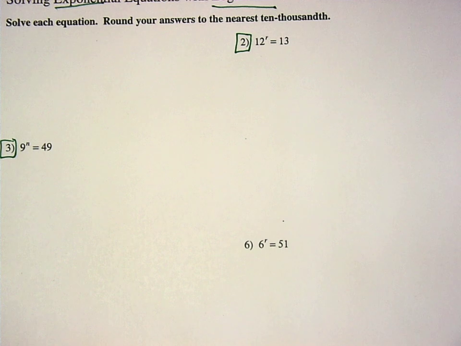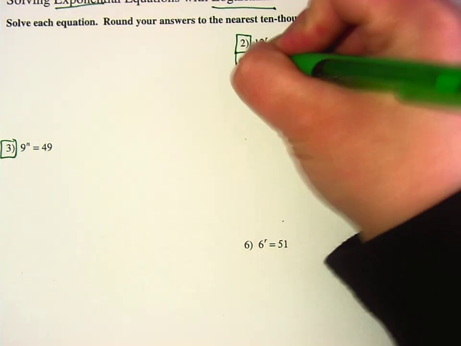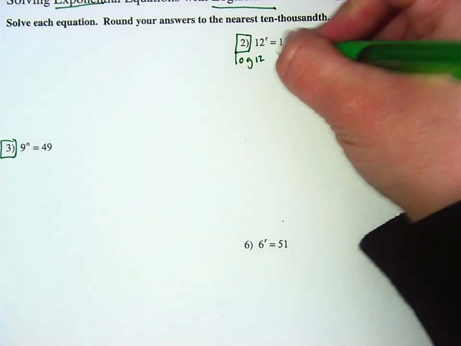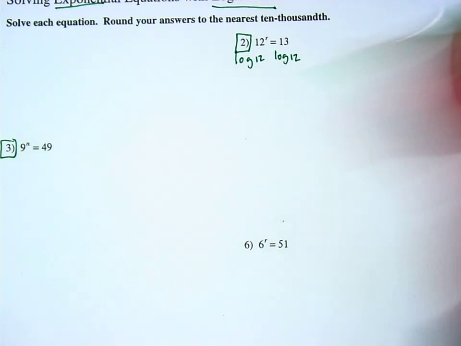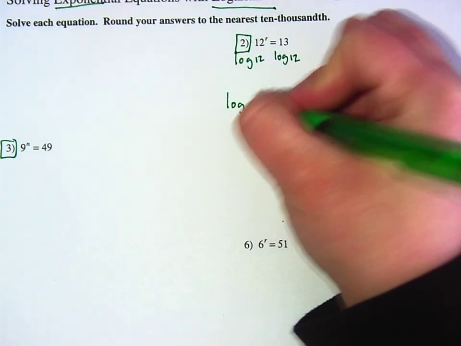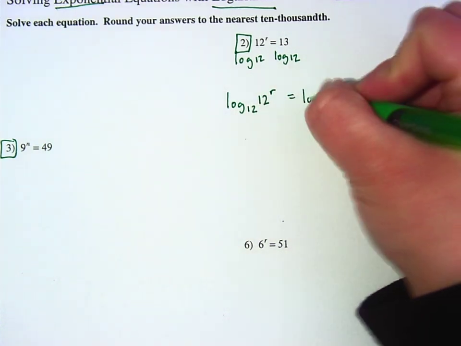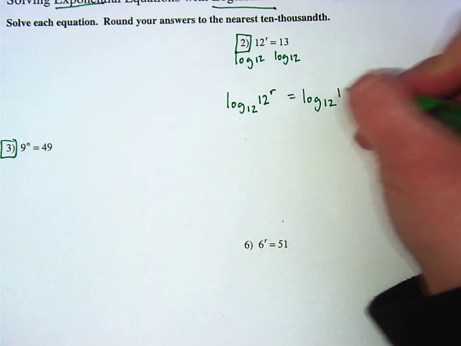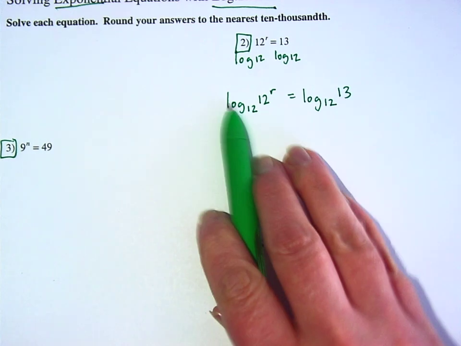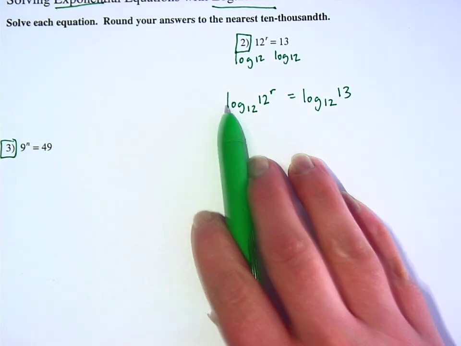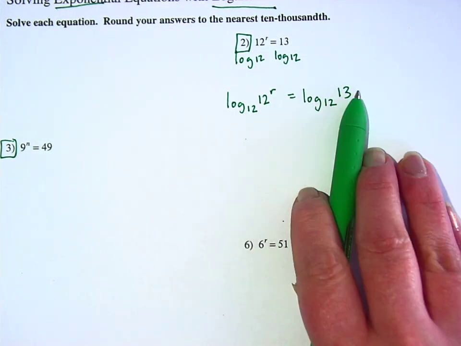Okay, so 12 to the r power equals 13. Remember how we were just in the warm-up trying to guess what kind of power it would be to make something else? So what we're going to do is on both sides, we're going to write log base 12. So basically this would be log base 12 of 12^r equals log base 12 of 13. Notice that the log and 12 here are lined up, and this log and 13 are lined up.